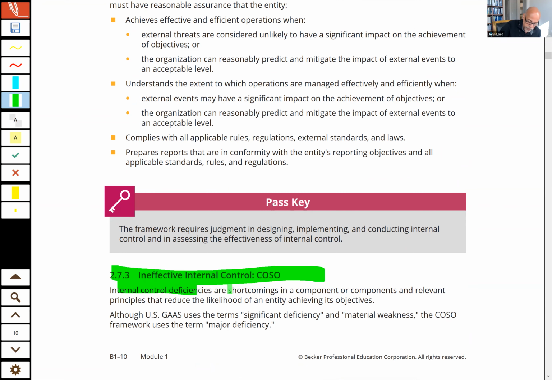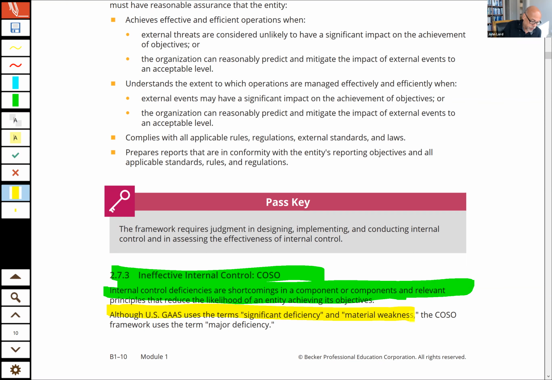Internal control deficiencies are shortcomings in a component and relevant principles that reduce the likelihood that the entity will achieve its objectives. Now, as you know, in auditing, we use the terms significant deficiency and material weakness. In the COSO vernacular, if you will, they call that a major deficiency. So if they talk about a major deficiency in the control, that means there's some problem with the control that is not going to allow the entity to achieve its objectives. What are its objectives? Compliance, operational, reliability of financial reporting, okay? That means there's some shortcoming that would not allow the entity to achieve its objectives.